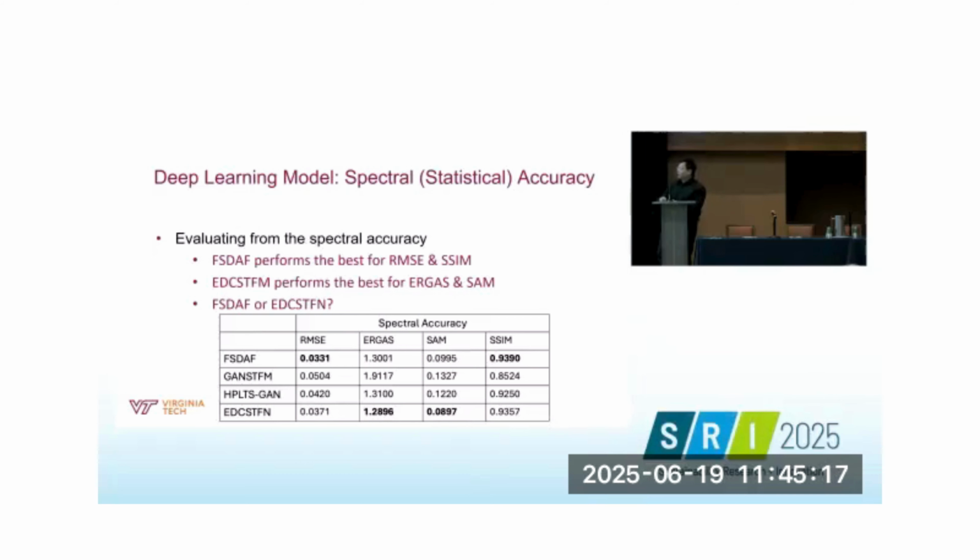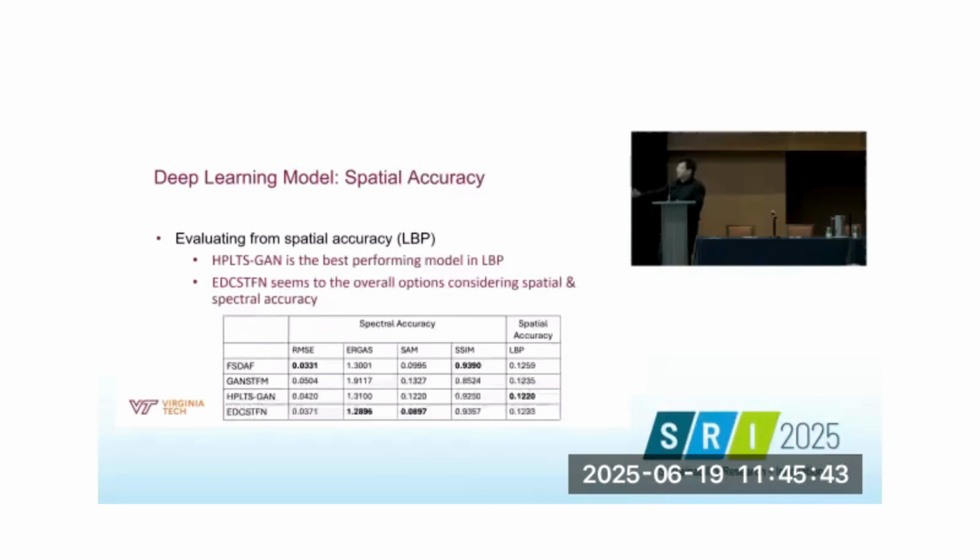As you can see in the figure at the bottom, the FSDAF model performs the best for the evaluation metrics RMSE, the root mean square error, and SSIM. And the EDC-STFM performed really well for ERGAS and SAM. So the question comes to me, which model is the best, right? So here there is a controversy.